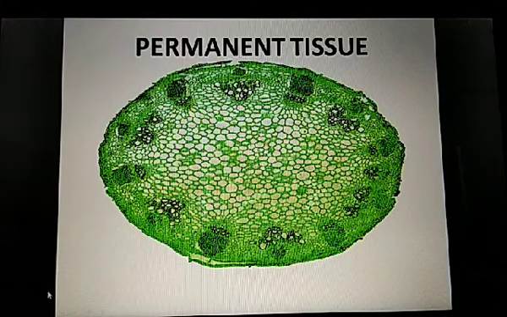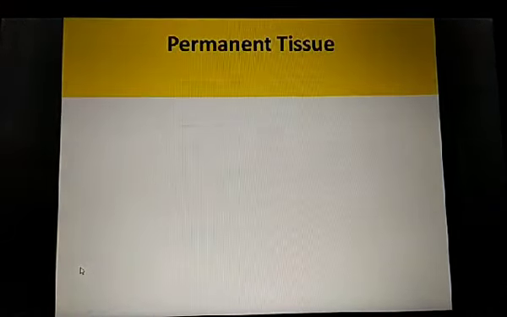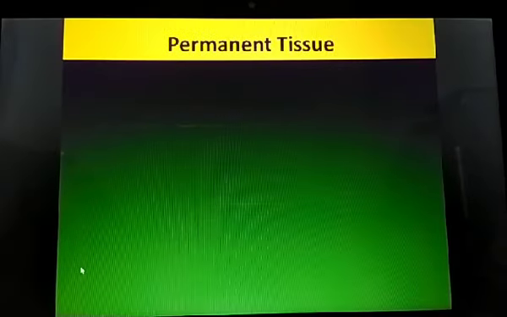Good morning, students. Previously, we discussed meristematic tissue and different types of meristematic tissue. Now, what happens to the cells which are formed by meristematic tissue? In today's section, we'll be discussing permanent tissues. Let's see what permanent tissues are.